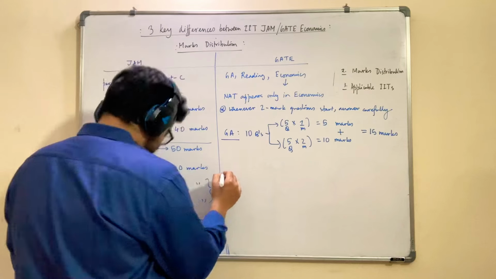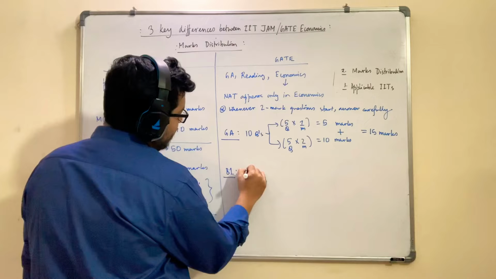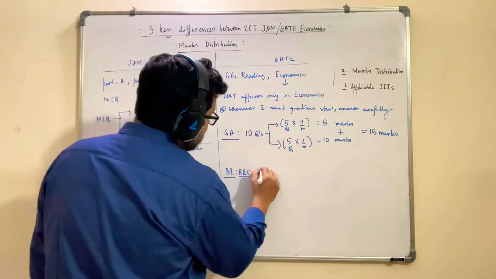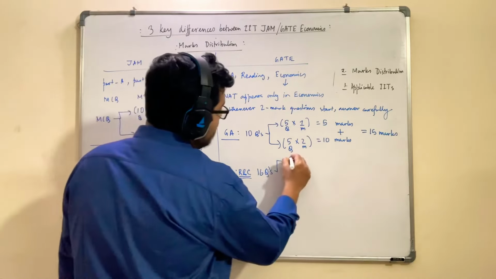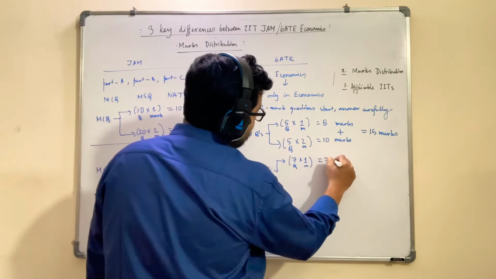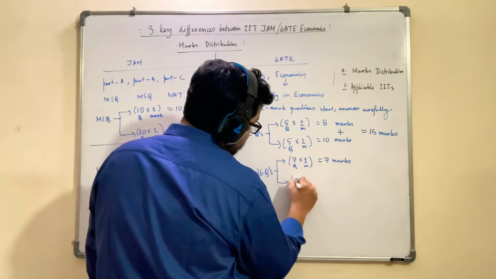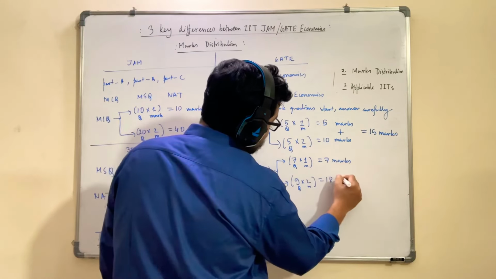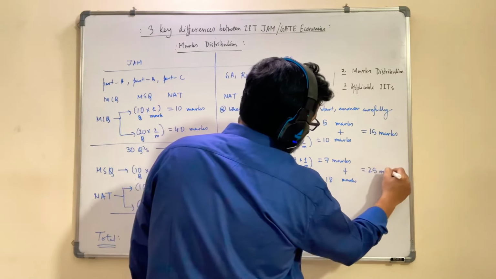Then the B1, which is reading and comprehension, RLC, which is compulsory. So there you have 16 questions, of which 7 questions of 1 mark, which is 7 marks, and 9 questions of 2 marks, which is 18 marks. And if you add them up, it becomes 25 marks.